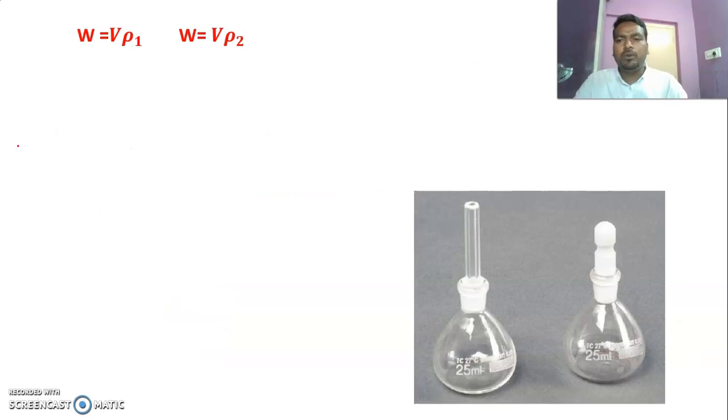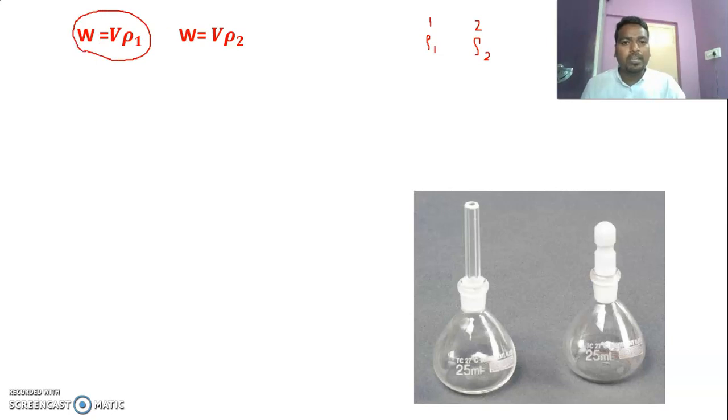So W is equal to V into rho 1. Here W is the weight of the liquid, V is the volume of the liquid, and rho 1 is the density of liquid 1. As I said, here we are going to take two liquids, liquid 1 and liquid 2. Here rho 1 and rho 2 are the densities of liquid 1 and 2 respectively, and the volume of both the liquids is the same, that's why I took V, but the weight is different. So this is the weight of the liquid.